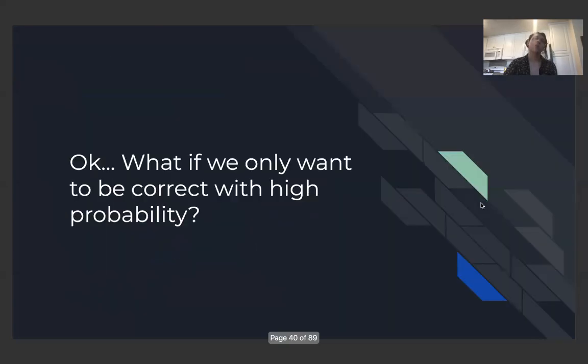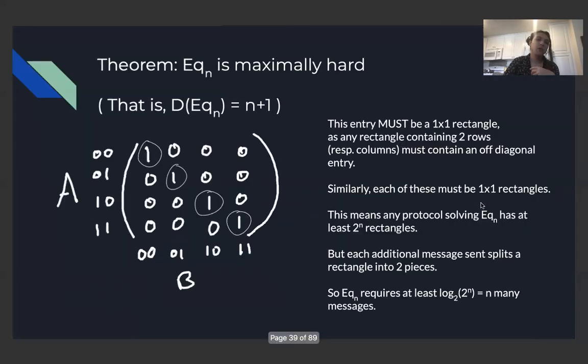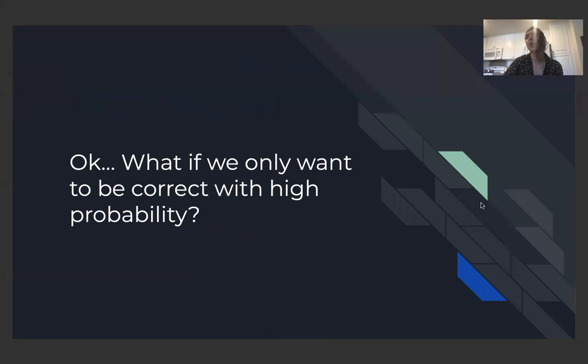Okay, so we saw that equality was somehow maximally hard, right? So when you see something that's hard, at least in computer science, one question you might have afterwards is, okay, can I make this easier by using some amount of randomness, right? This tends to make things easier. So what if we only want the correct answer with high probability?